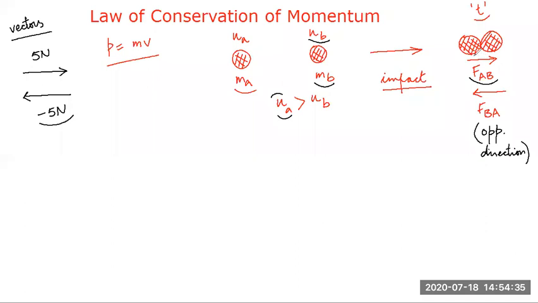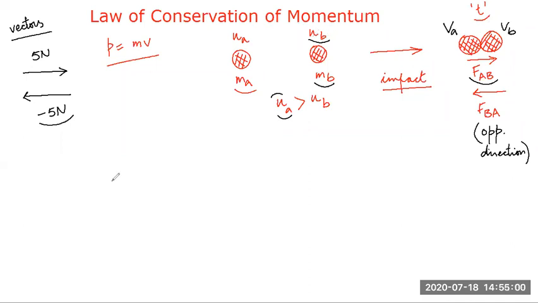After the impact, let's assume body A is moving with some other velocity, final velocity vA, and body B also moves with some velocity vB. This is the final velocity of the body. You see, both these velocities most probably would be different from the initial velocities of the bodies.